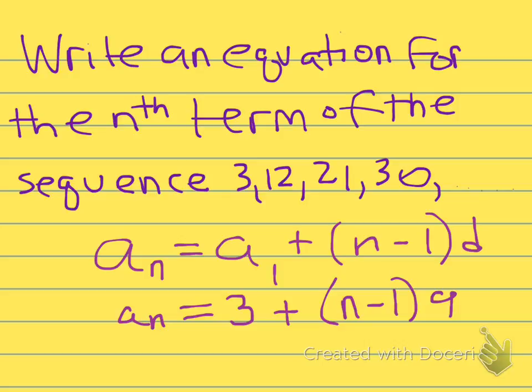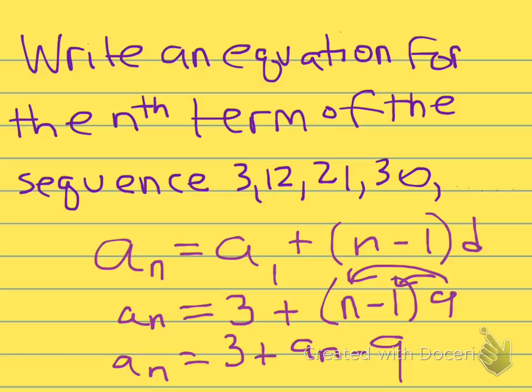To simplify this, though, we need to distribute the 9. So we get 3 plus 9n minus 9. And then combine like terms, so 3 minus 9. That's negative 6. So our answer would be 9n minus 6, or plus negative 6.